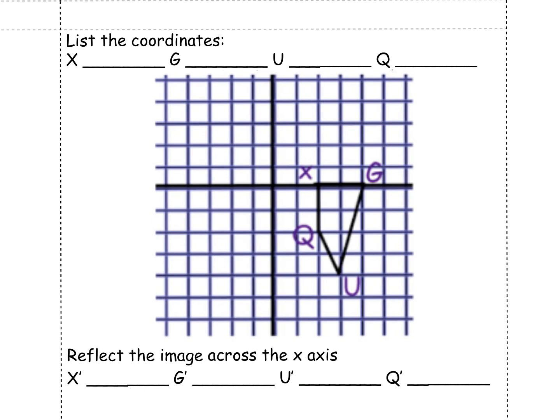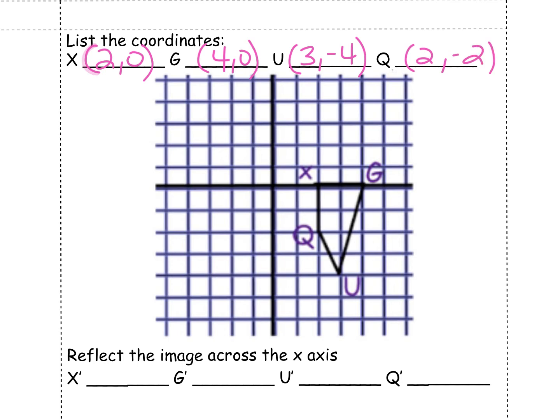Here's my next problem. So we need to once again list my original coordinates. X is at 2, 0. G is at 4, 0. U is at 3, negative 4. And Q is at 2, negative 2.